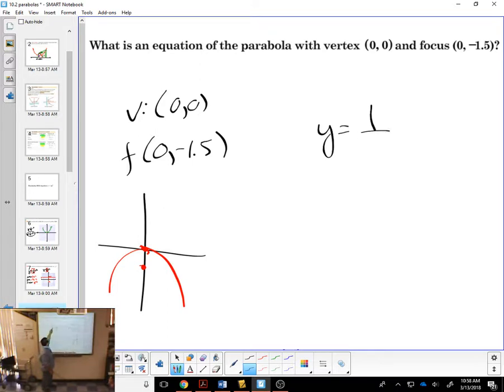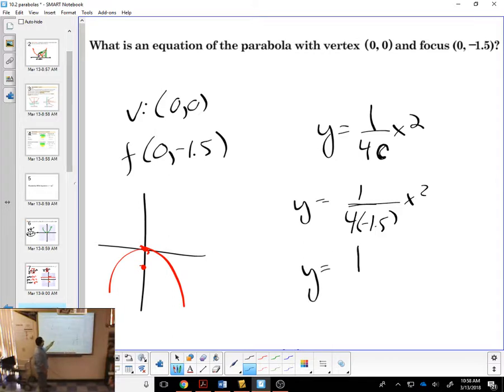1 over 4c x squared. And what is c, Davin? Negative 1.5. And just throw it in there. So y equals 1 over 4 times negative 1.5 x squared. So y is negative 6, right? Because it's 1 and a half of those 4s. 1 4 is 4 and half of 4 is 2. Now, you can put that negative down here. You can put it up top. You can put it up front. Doesn't matter. It's all the same. Good.